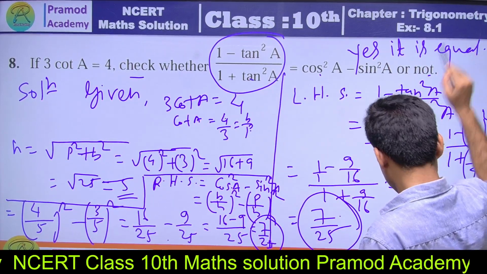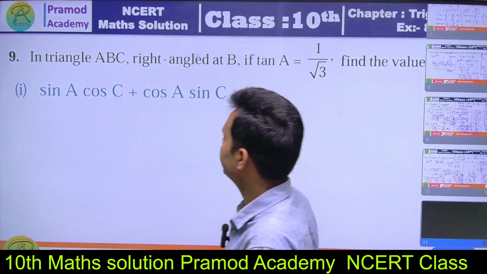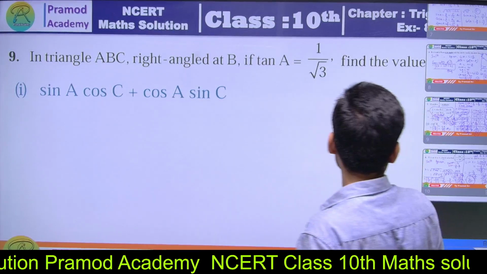It is equal. Now what is the next question? Question number 9 is, in triangle ABC, right angle at B. So there is one right angle triangle.